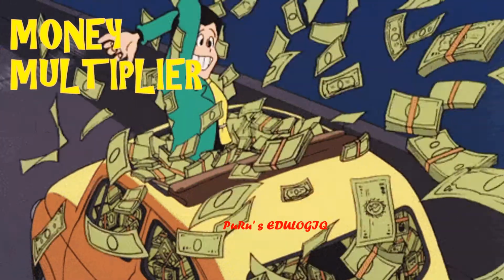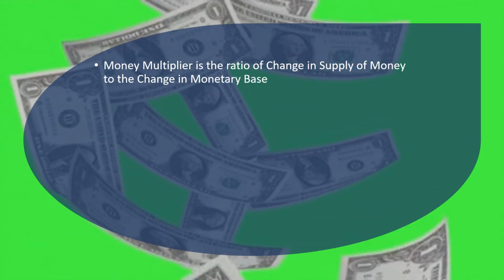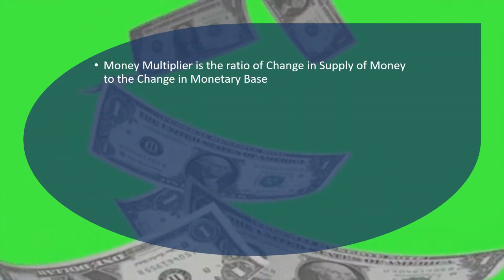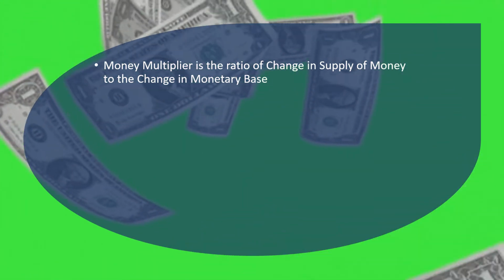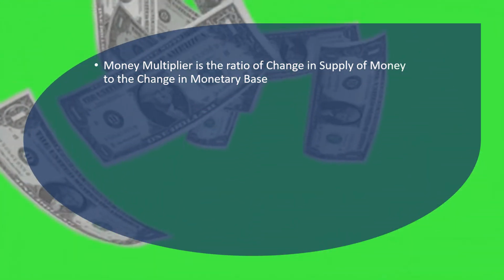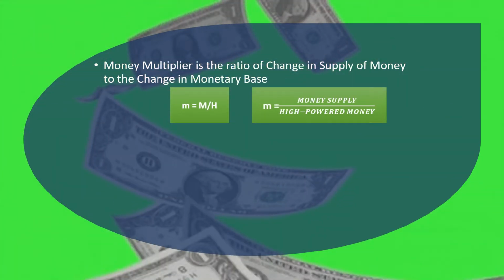Hello, today we'll be discussing the concept of money multiplier. Money multiplier is the ratio of change in money supply to the change in monetary base. It represents to us the proportion of change that takes place in supply of money due to change in the monetary base.